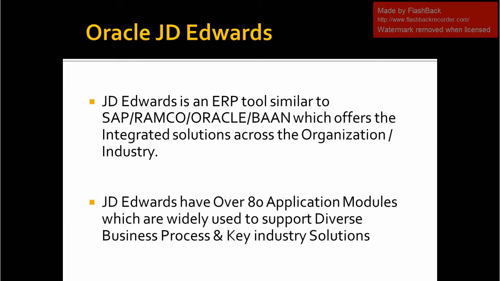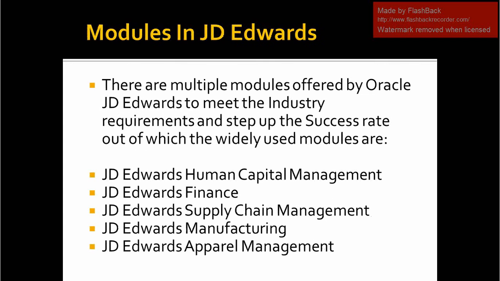JD Edwards has around 80 application modules, which are widely used to support diverse business processes and key industry solutions. And what are the modules in JD Edwards? As you see on the screen, there are plenty of modules, like JD Edwards HCM, finance, supply chain management, manufacturing, apparel management, grower management, real estate management, technical, CNC. We have plenty of modules which companies are widely using.